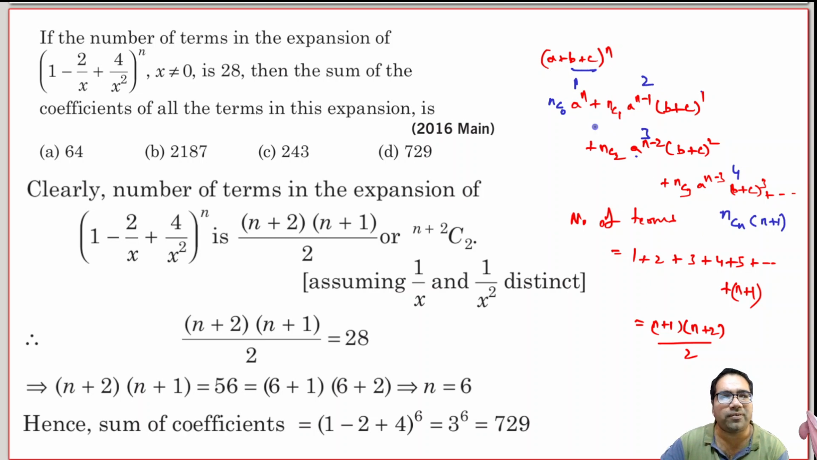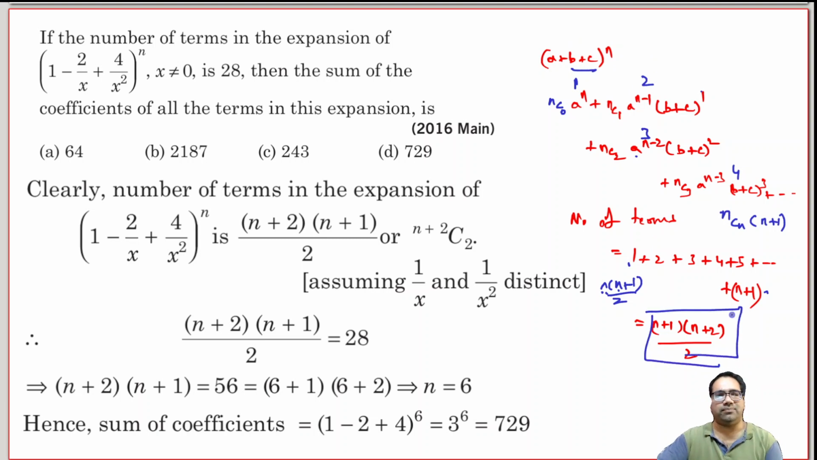So what will be the total number of terms? 1 plus 2 plus 3 plus 4 plus 5 up to n plus 1, since nCn is split into n plus 1 terms. It starts with 1 and ends with n plus 1. If it were the sum of the first n natural numbers, it would be n into (n plus 1) by 2. But it is the sum of the first n plus 1 natural numbers, so instead of n we replace with n plus 1: (n plus 1) into (n plus 1 plus 1), that is (n plus 2), by 2. So (a plus b plus c) whole power n will have (n plus 1) into (n plus 2) by 2 terms.